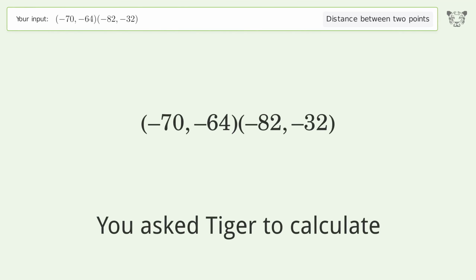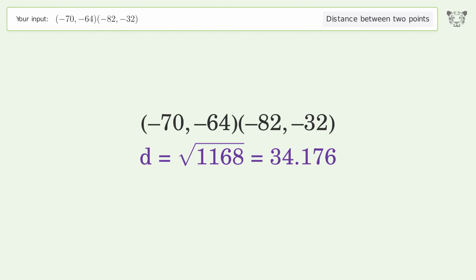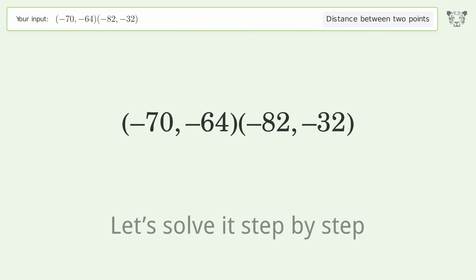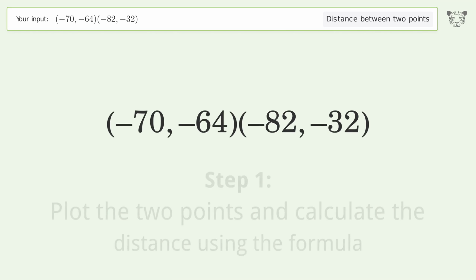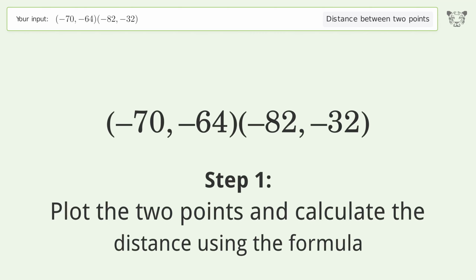You ask Tiger to calculate the distance between 2 points. The distance between the 2 points is the square root of 1168, or 34.176. Let's solve it step by step. Plot the 2 points and calculate the distance using the formula.